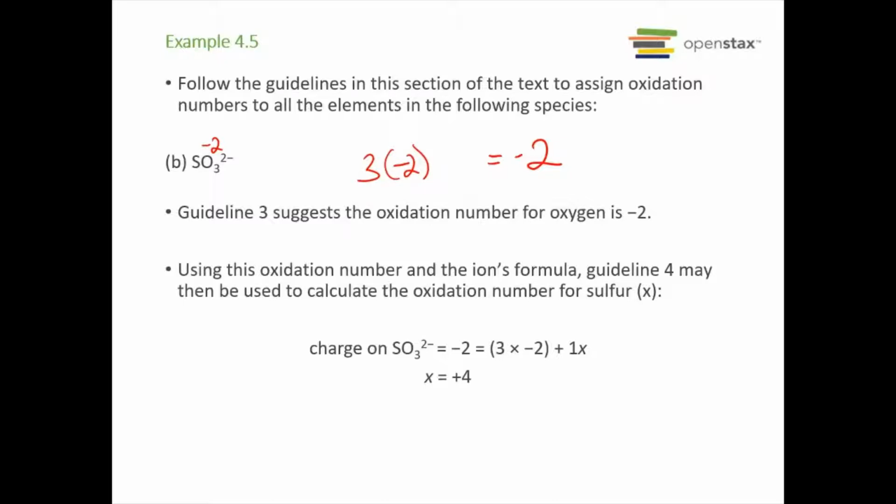Okay, and so I need to figure out what my sulfur is, plus x. So I have -6 plus x equals -2. Add 6 to both sides to solve for x, and that gives us +4. So the sulfur has an oxidation state of +4. So oxygen has an oxidation state of -2, sulfur +4.